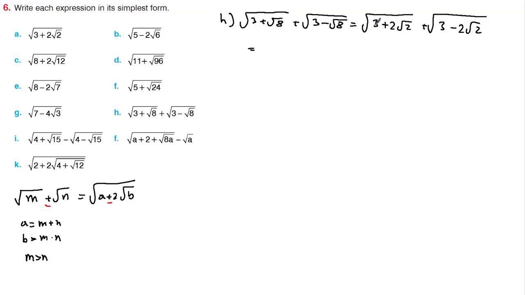And now give me two numbers that add up to 3 and multiply to 2. It's actually exactly the same like under A. So it will be root of 2 plus root of 1 plus, same goes here but with minus sign, root of 2 minus root of 1. These two will cancel out. So finally we get root of 2 plus root of 2. It's 2 root of 2. Let's check under I.